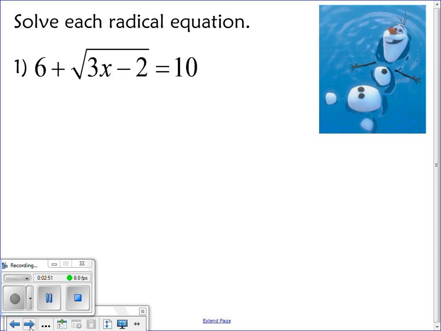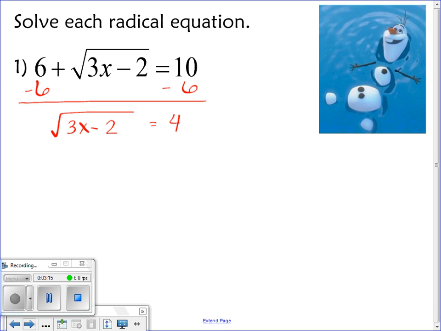All right, so number 1. First thing we want to do is try to get the radical part by itself. So what do I have to move? Good. Let's subtract that 6. So we get radical 3x minus 2 equals 4. Can I move that 2 and stuff out of the radical? No. That's kind of like jail holding on to it. So I can't just move that out.